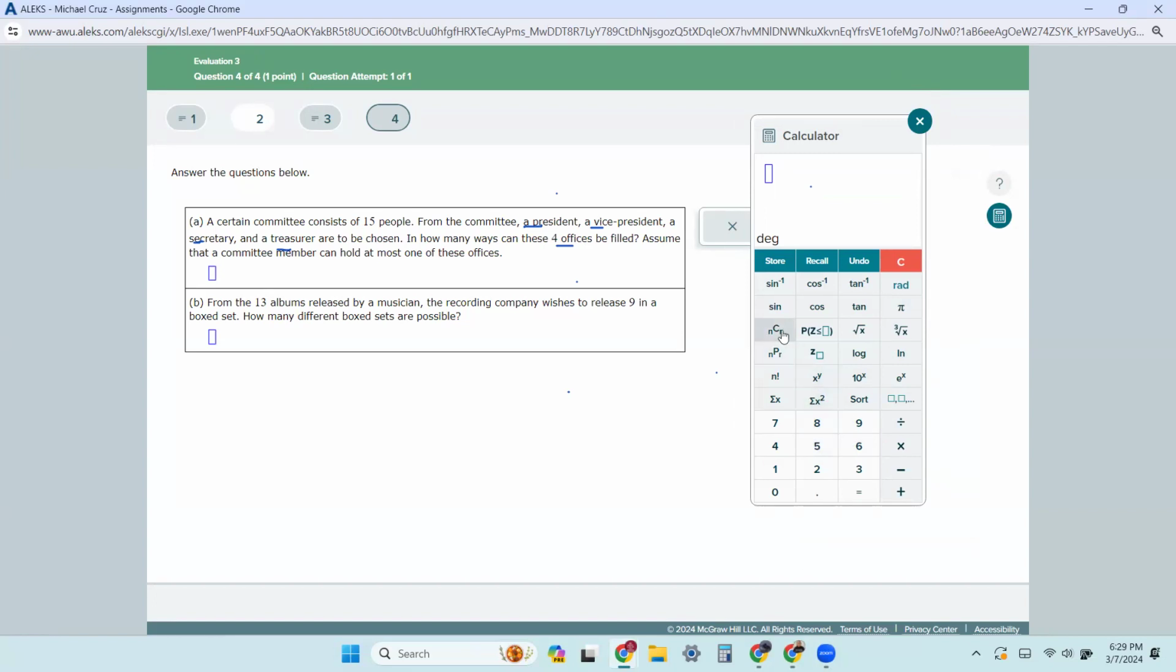So now back here. 15, and we're choosing 4. And we got the P because they're ordered. Order matters. So 32,760 different ways that we could fill these offices from 15 people if we're picking 4 of them. Okay.